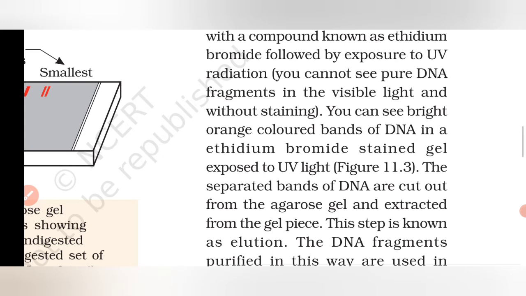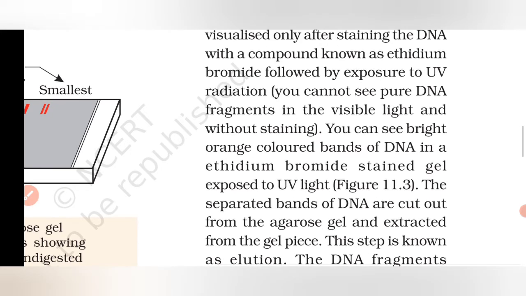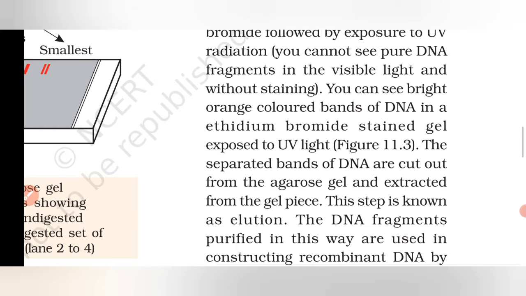Suppose you are making a mounting of a cell, then you can't see it with your naked eyes. You have to stain it first with methylene blue or acetocarmine stain, and then you have to see it under a microscope. Similarly here you have to stain the DNA with ethidium bromide followed by exposure to the UV radiation. Then you will see the bright orange colored bands of DNA in the ethidium bromide stained gel exposed to UV light.